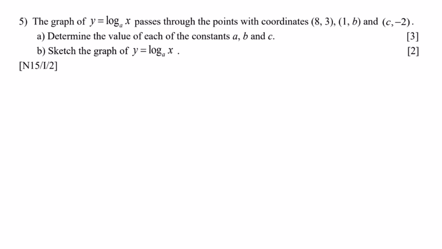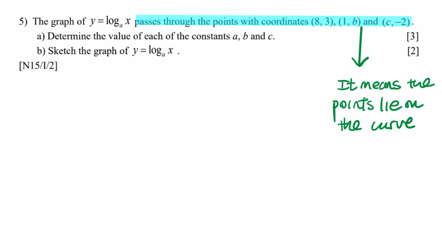Right, let's solve some problems. Let's look at these questions. You're given a graph y equals log base a of x, and we have three points that pass through this graph. What does it mean? Yes, it means the points lie on the curve. It means I can substitute x to be 8, y to be 3, or x to be 1, y to be b, or x to be c and y to be negative 2 into y equals log base a of x.